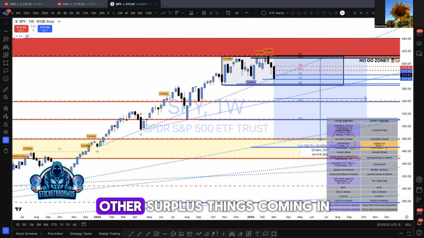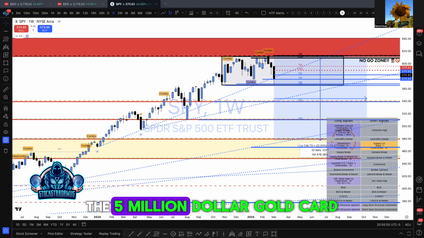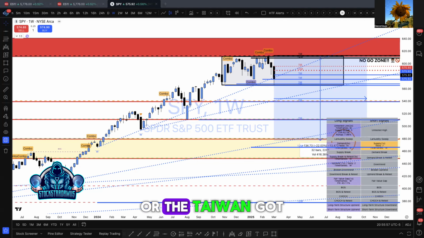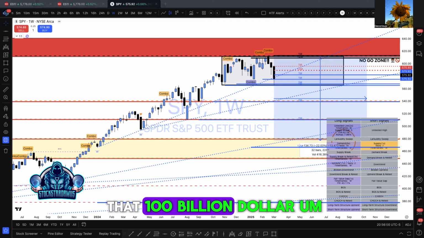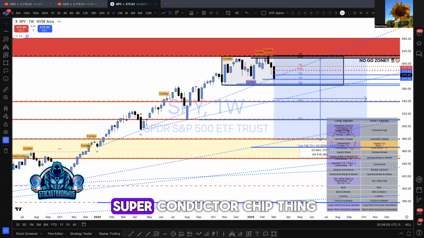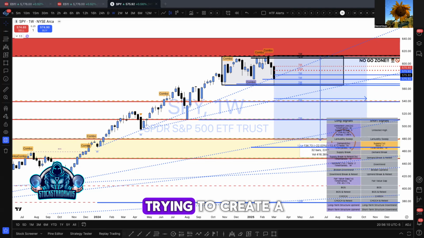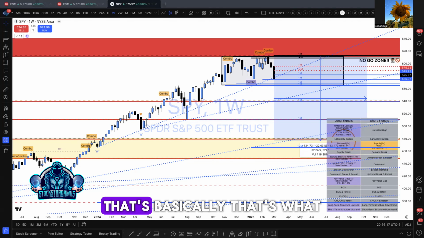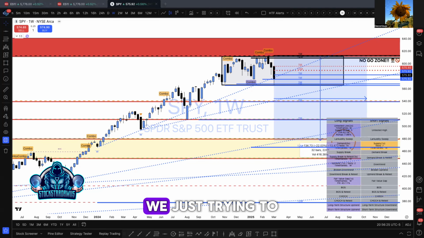And then now you got all these other surplus things coming in, like the $5 million gold card, or the $100 billion from Taiwan for the superconductor chip thing. So they're trying to create a surplus, dog, to where they're trying to balance their sheet out. Basically that's what you're seeing right now. We're not trying to get our deficit all the way to zero. We're just trying to equal out the deficit and the surplus at the same time.